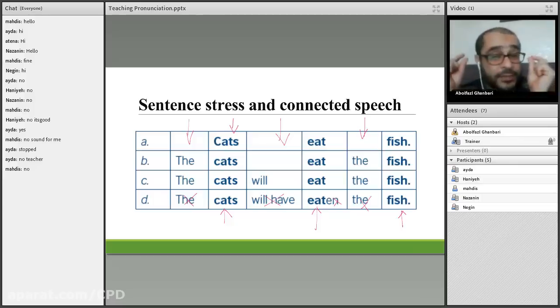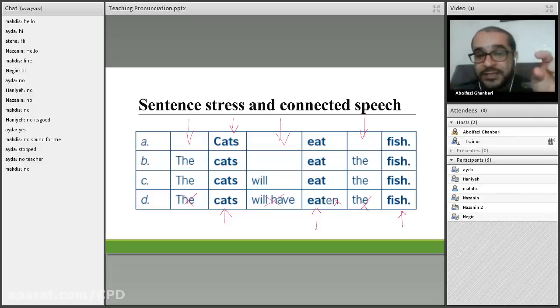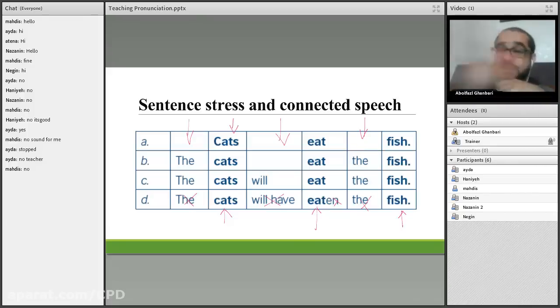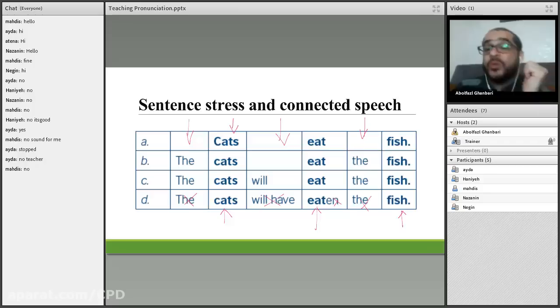As you remember in teaching grammar, yeah? When we have a sentence like this one, we should practice these parts with the learners to know which part is function words and which part is content words, and how we pronounce each part.